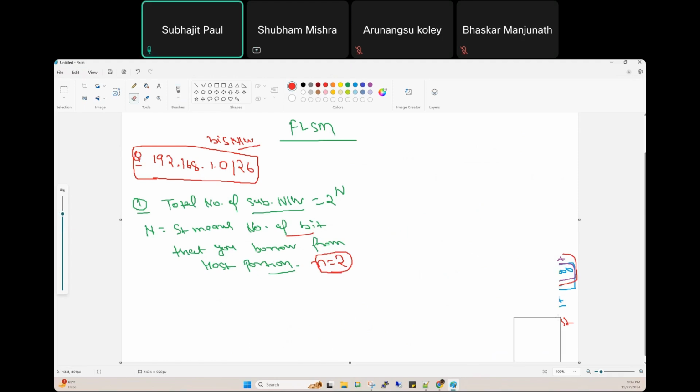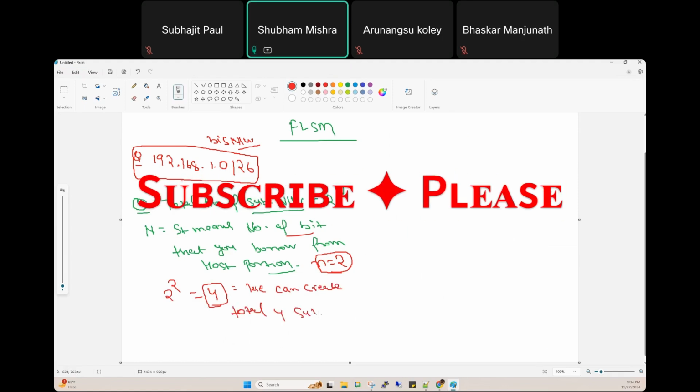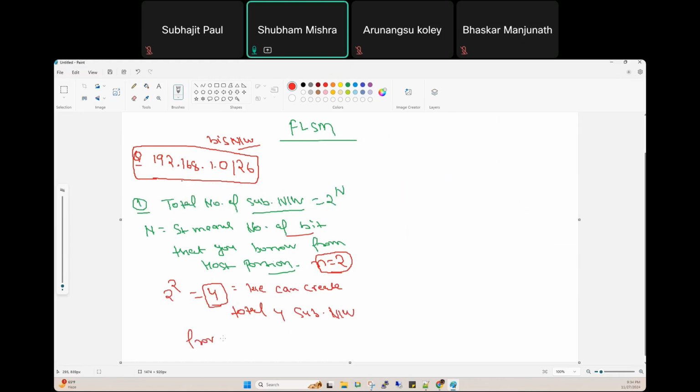Now, we calculate: n is equal to 2. Put here 2 to the power 2. Value will be 4. It means by the help of this big network, we can calculate how many sub-networks. That is called 4. It means we can create a total of 4 sub-networks from the given big network 192.168.1.0/26. I hope step number 1 is clear to all of you.